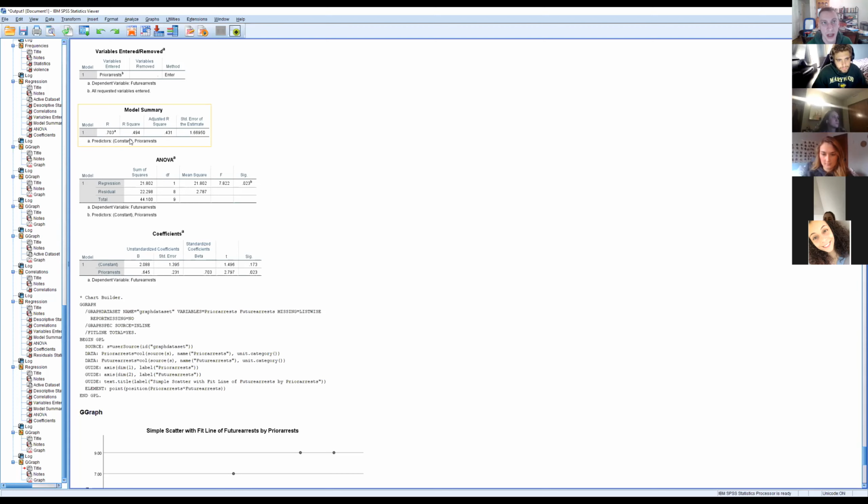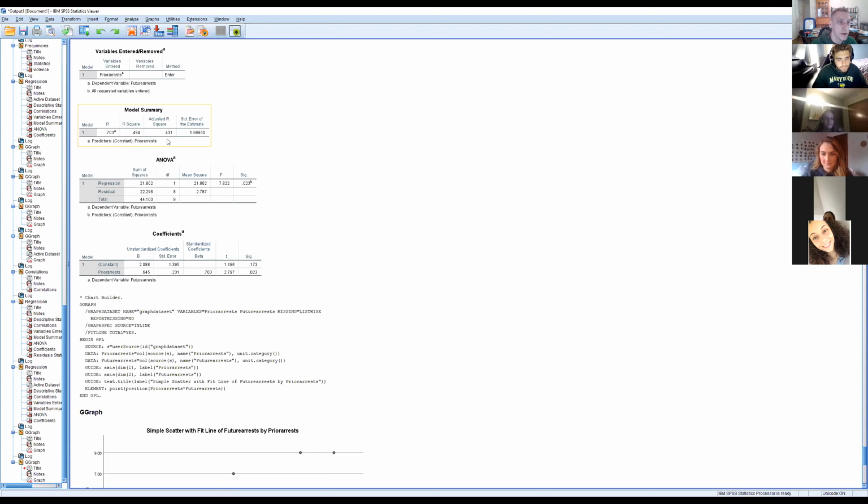So that just shows you that other things are going on in people's lives that may lead them to get rearrested versus not. But nonetheless, it tells you the R square. It's telling you that almost, 0.5 would be 50%. So almost 50% of the variation in future arrests is being explained by prior arrests.